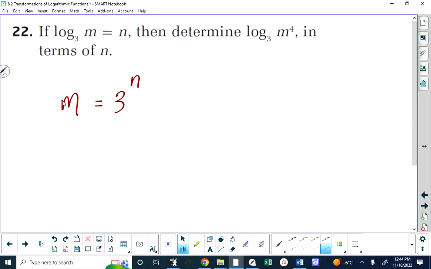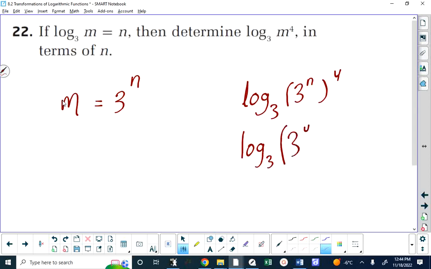So over here we have log base 3 of m to the 4, which is 3 to the n, to the 4. So now we have log base 3 of 3 to the 4n. And part of this question, for me anyway, because I know something you don't know yet, is a little more challenging for me to explain to you because I want to do it a simpler way. In a couple of days of classes, there will be an easier way.